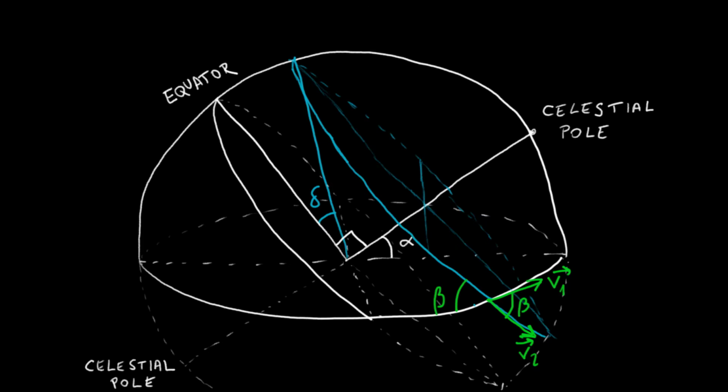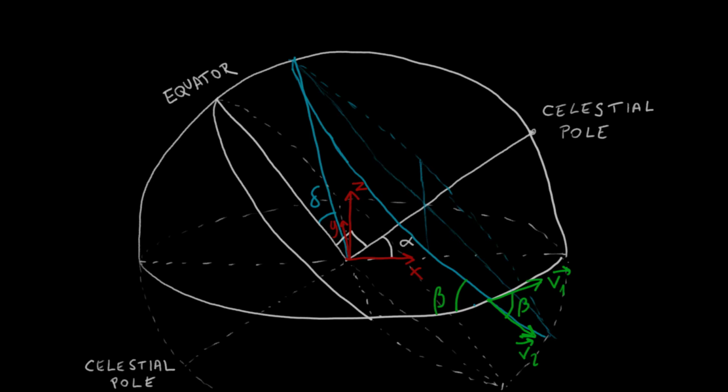v1 will be a vector within the horizontal plane, tangent to the celestial sphere, and v2 will be a vector within the plane of the object, also tangent to the celestial sphere. Let's also introduce some Cartesian coordinates. Let the horizontal plane be the xy plane, with x pointing towards one of the poles, and z be vertical.